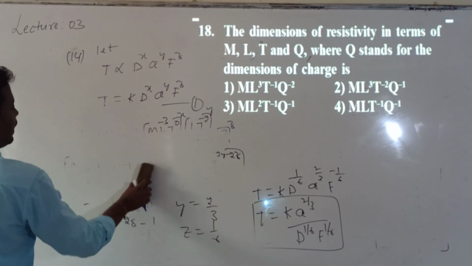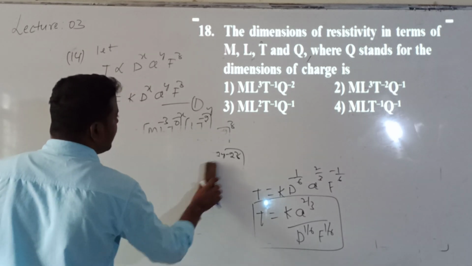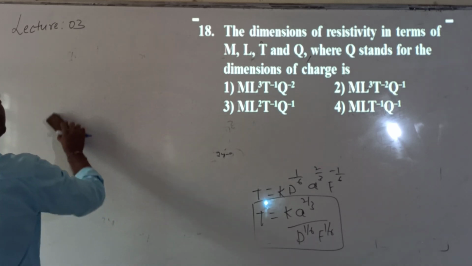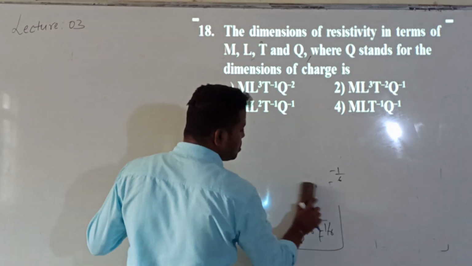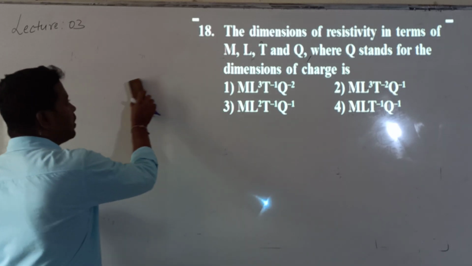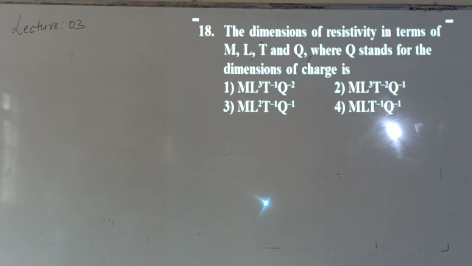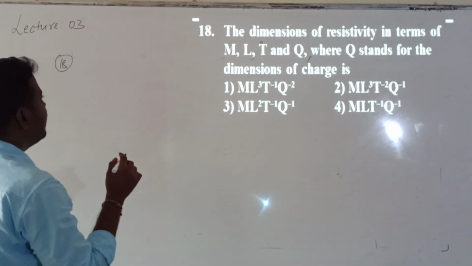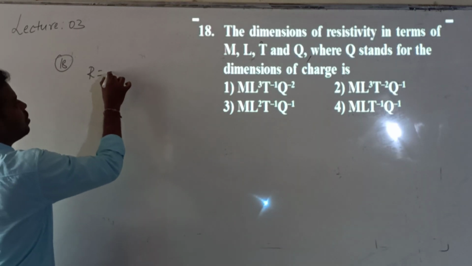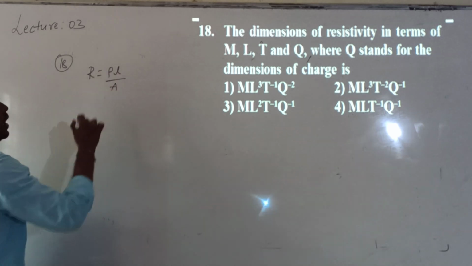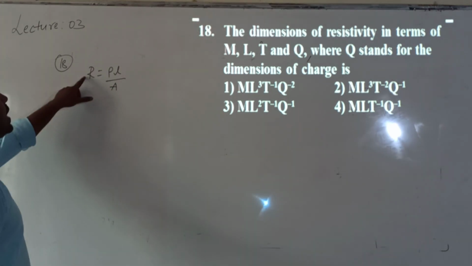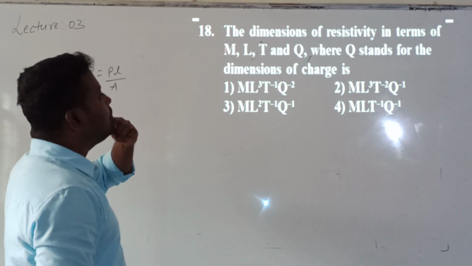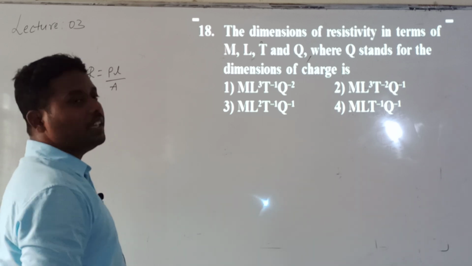Remaining models are also deriving the relation between the physical quantities concerned with a physical phenomena only. Okay, then question number 18. This is the last question of level 2. In this question number 18, what they have given is the dimension of resistivity, where R is equal to rho into L by A, where rho is called resistivity. But they are asking the resistivity dimensional formula in terms of mass, length, time and Q, where Q is the charge.